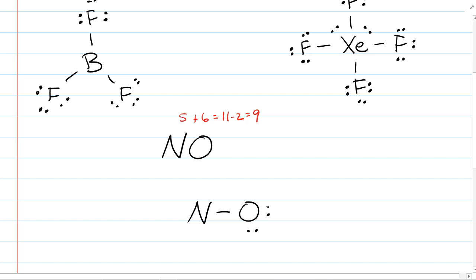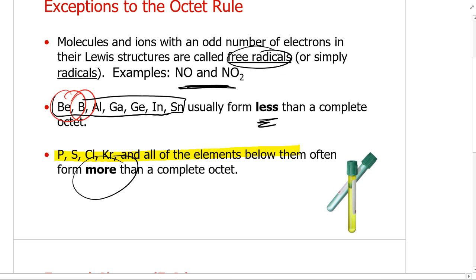Put in 2, 4, 6. This uses up 6, we're left with 3. And at this point, we would go to the nitrogen and we put in 2 and 3. We've used them all up. We don't have any left to go. And then we say we're going to be happy with this one because nitrogen is one of those that will often wind up forming what's called a free radical. And on a free radical, we have an odd number of electrons. There's no way we can wind up showing an octet.